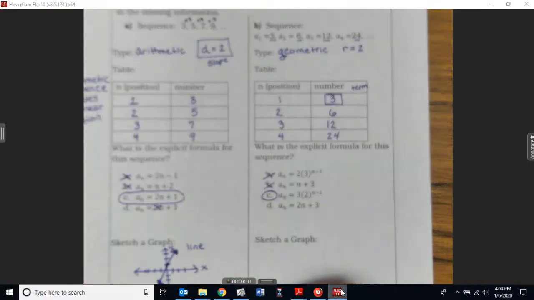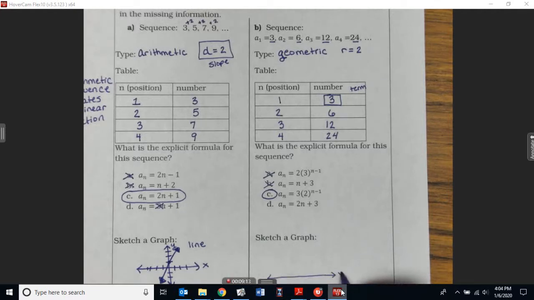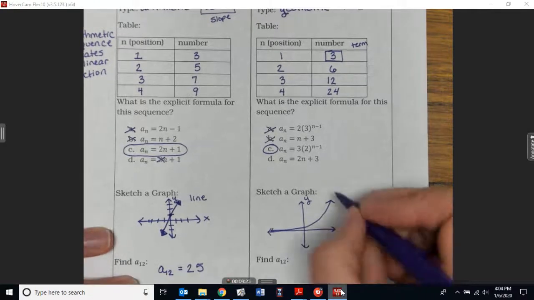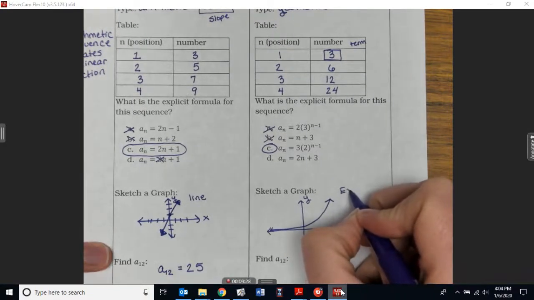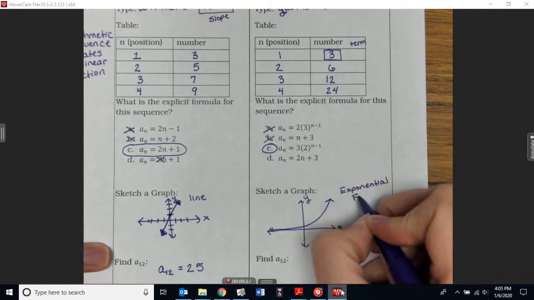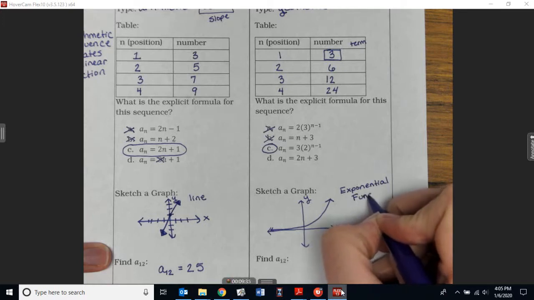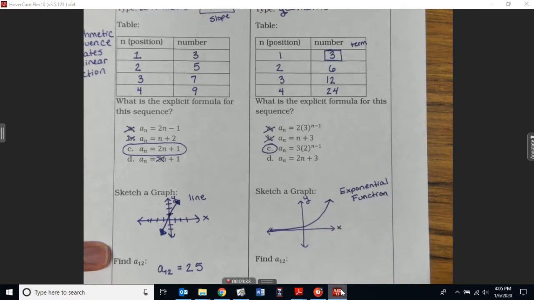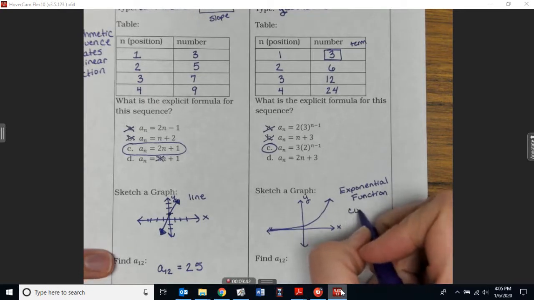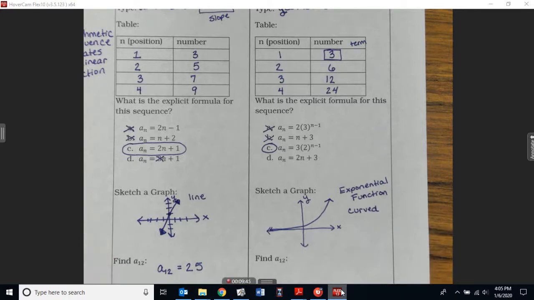I'm going to sketch a graph again. And it looks like this. It's a curve going up. And this is actually an exponential function, which we talked about a little tiny bit at the beginning of the year. Okay, exponential function makes a curved line or a curved graph.